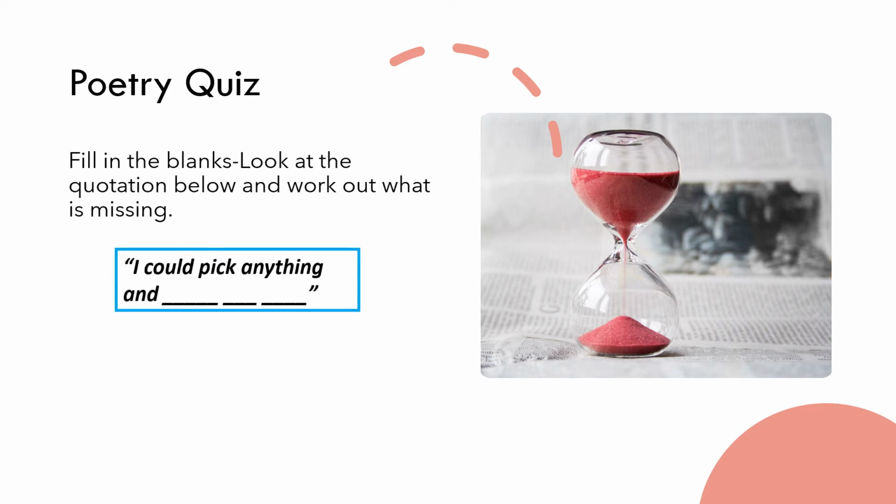So it says, I could pick anything and blank, blank, blank. So there are 3 words that need to go in there. Have a good think about all the different poems that you've looked at. Think about what quote this might be referring to. If you're not sure, if you'd like to discuss it with your partner, please feel free to pause the video now. I'm going to go ahead and we're going to reveal the answer.